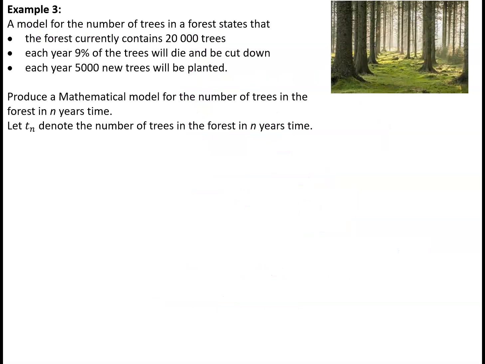Our final example is a model for the number of trees in a forest, and the model assumes that the forest currently contains 20,000 trees, that each year 9% of the trees will die and be cut down, but that each year 5,000 new trees will be planted. And what we're asked to do is to produce a mathematical model for the number of trees in the forest in n years' time. And we're going to let Tn denote this number.